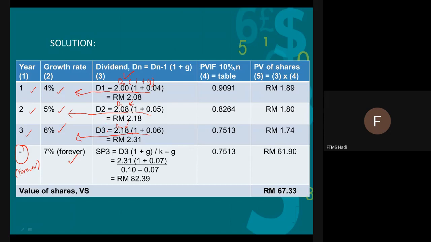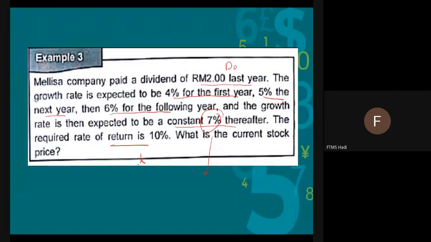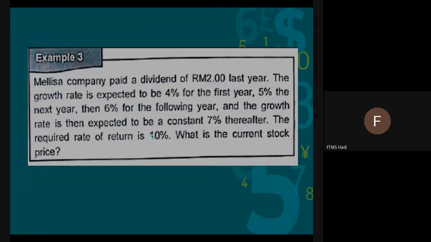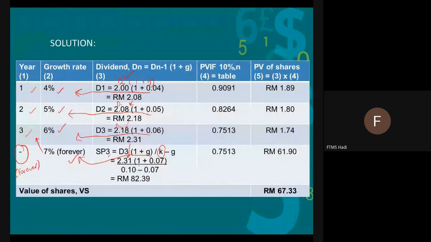For forever, you don't use D3, but you need to calculate through SP. Since we don't know which year, you refer above: the last one was year 3, that means SP3. SP3 is equal to D3 times 1 plus G divided by K minus G. So bring down the 2.31, multiplied by 1 plus 0.07, because here G is 7%, divided by 0.1 minus 0.07, because K is 10% in the question. So 0.10 minus 0.07. If you press the calculator, you will get 82.39.